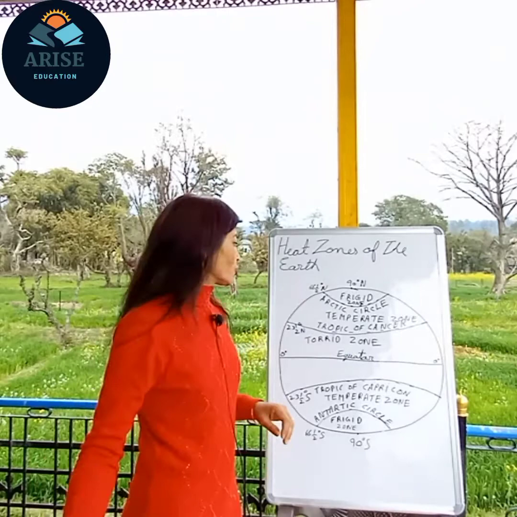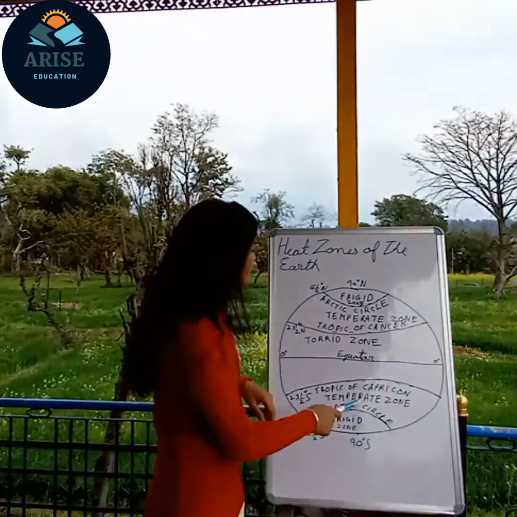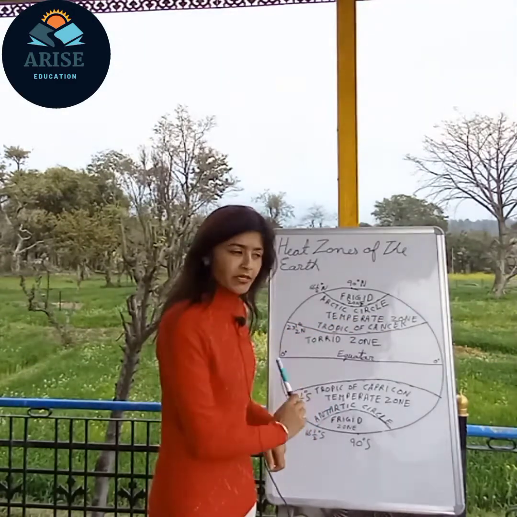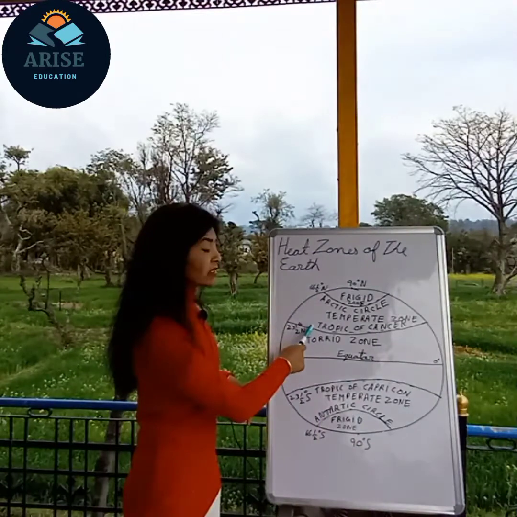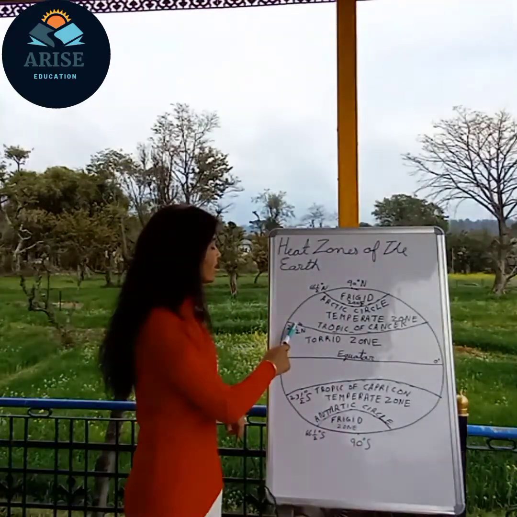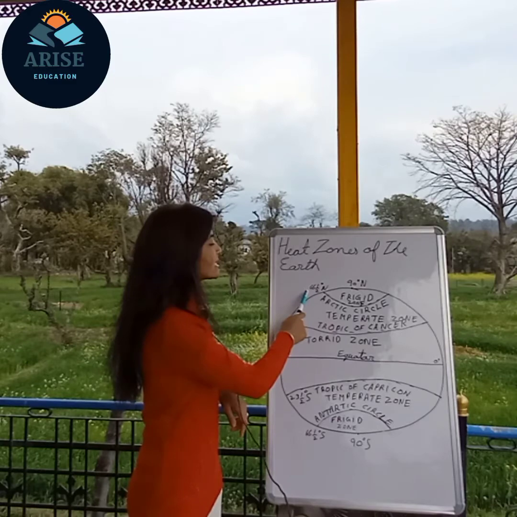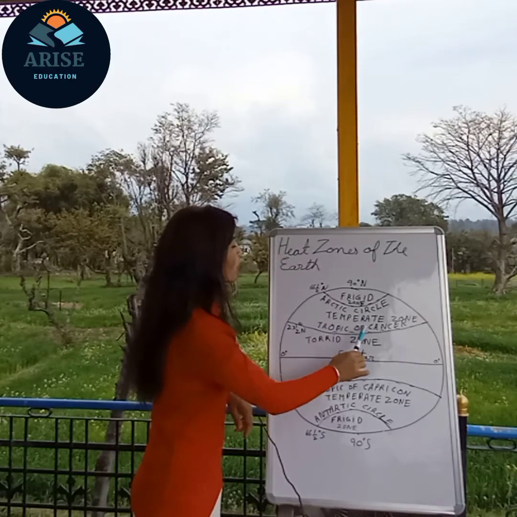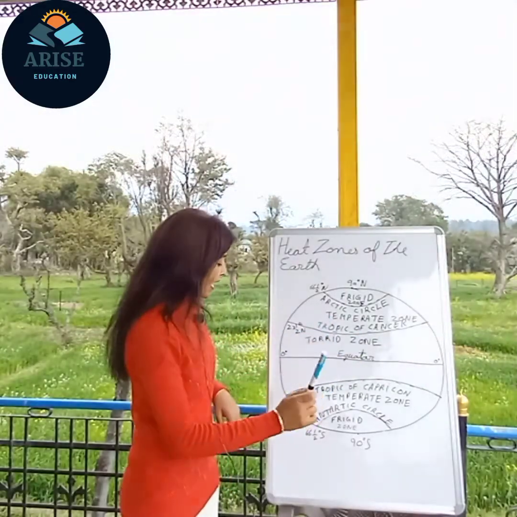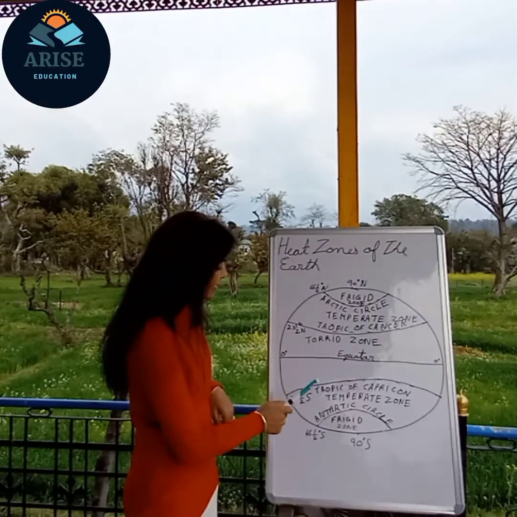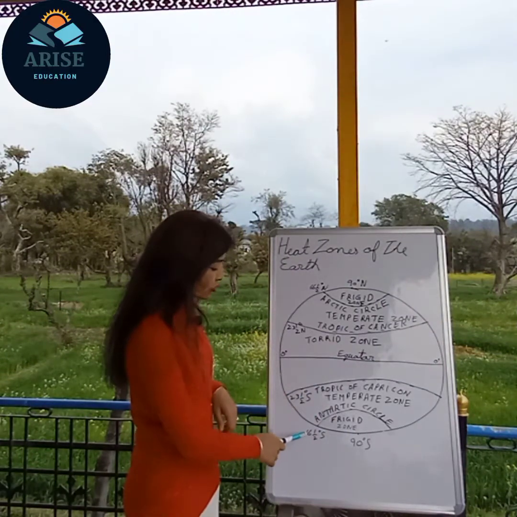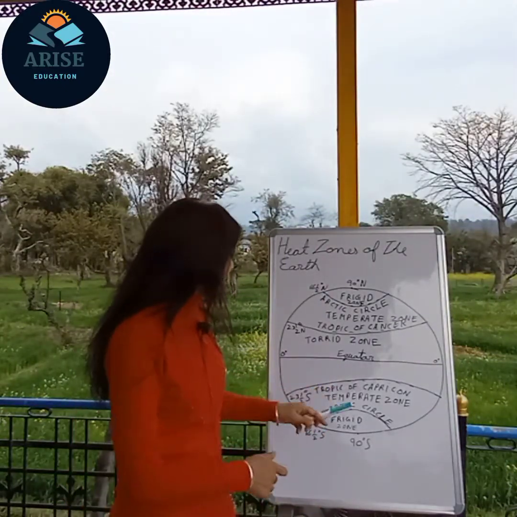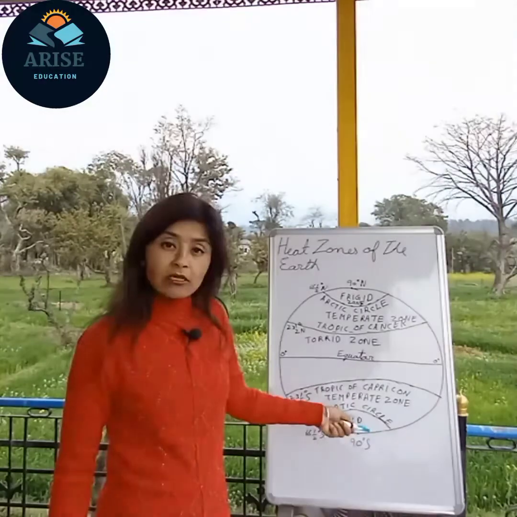So the next zone that we are talking about is actually two zones, the northern temperate zone and the southern temperate zone. The extent of the northern temperate zone is from 23.5 degrees north to 66.5 degrees north. That is, it extends from the Tropic of Cancer to the Arctic Circle. And in the southern part, it extends from 23.5 degrees south to 66.5 degrees south, covering the area from the Tropic of Capricorn to the Antarctic Circle.